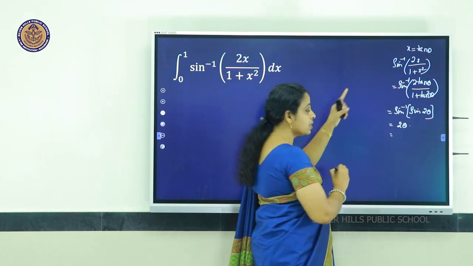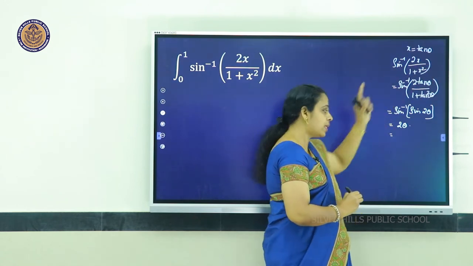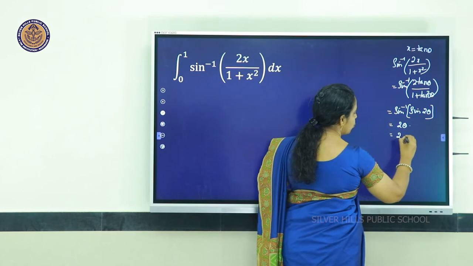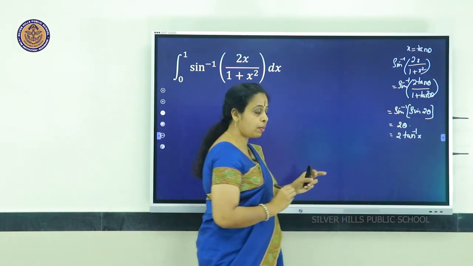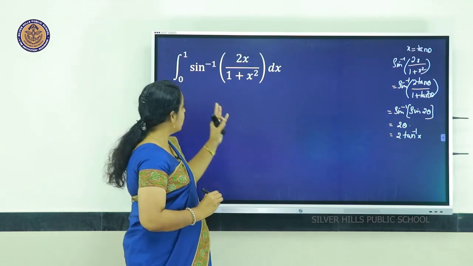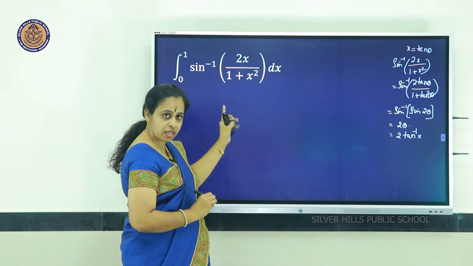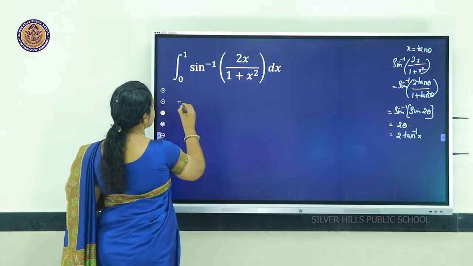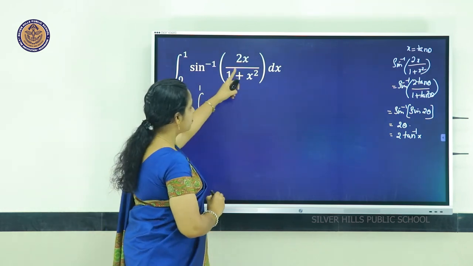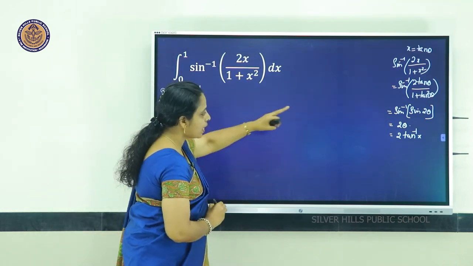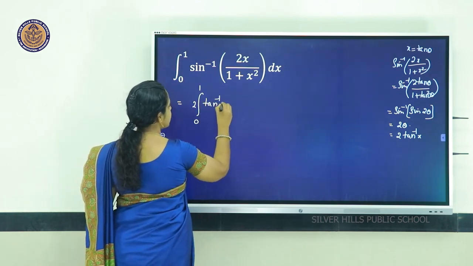And what is theta? X equal to tan theta, so theta will be tan inverse x. So it is 2 tan inverse x. Now, we are coming to the question. The variable here was x. We got back to the variable x itself. So, the limits are not changed. 0 to 1. Instead of sin inverse 2x by 1 plus x square, let us write 2 tan inverse x dx.